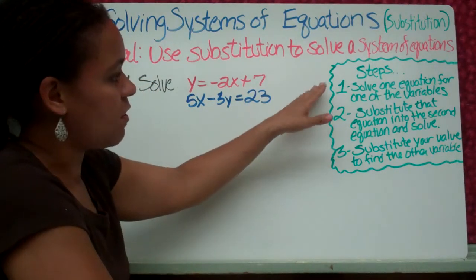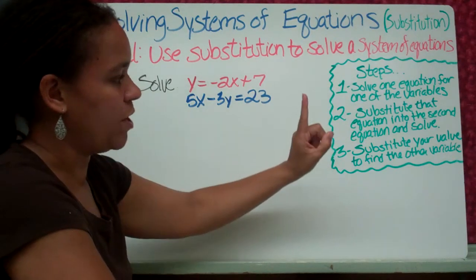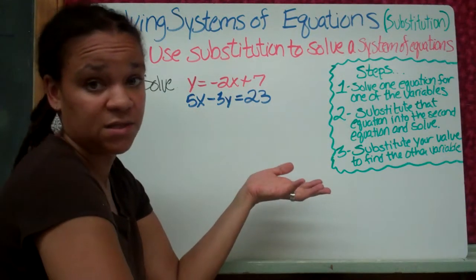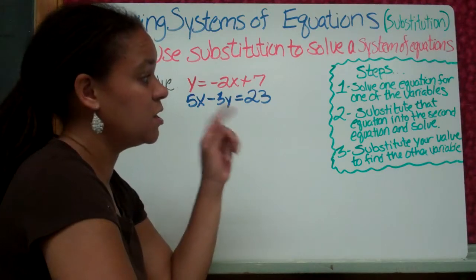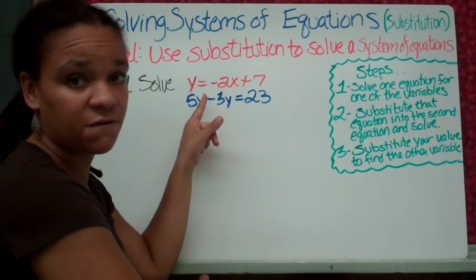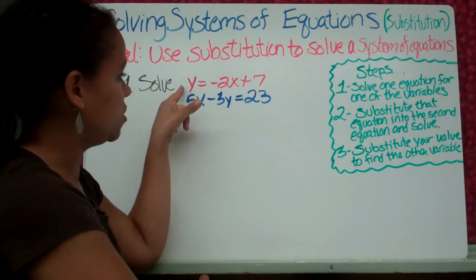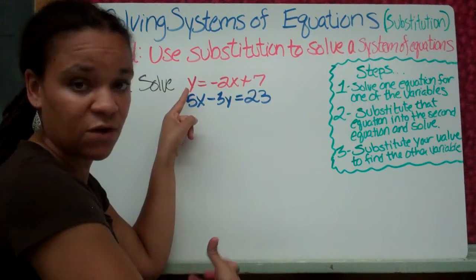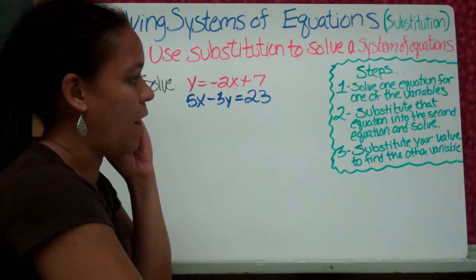So our steps for solving: we want to solve one of the equations for one of the variables. Doesn't matter if it's x, y, a, b, z, whatever it is. Choose one of the variables and isolate it. Like this one here is already done for us. There are two equations, and one of them is solved in terms of just a variable. So they've already solved the first one for y.